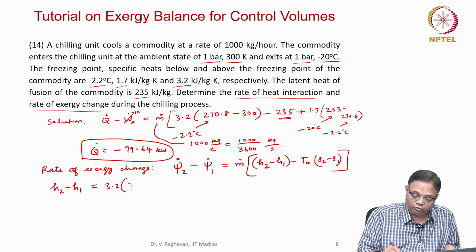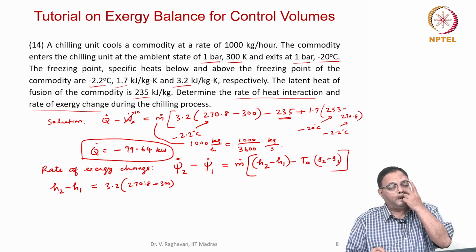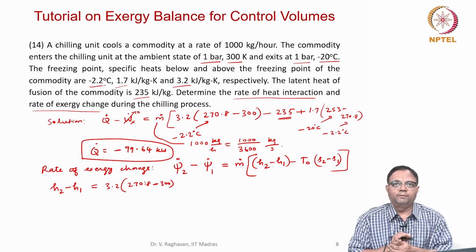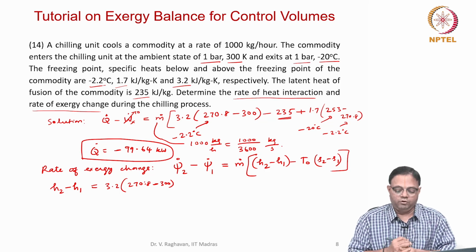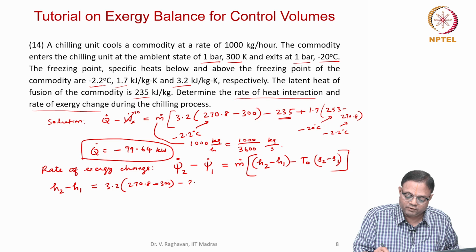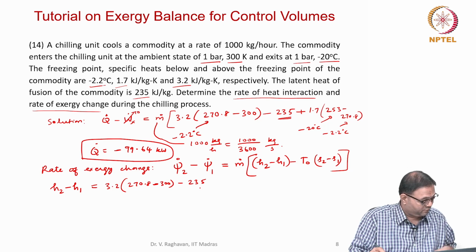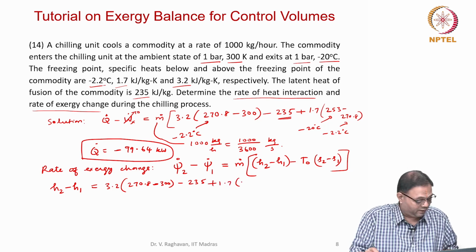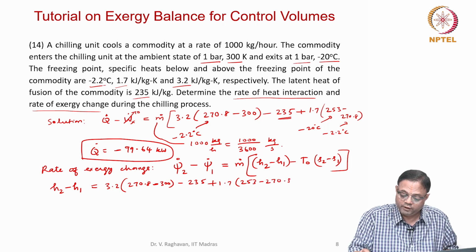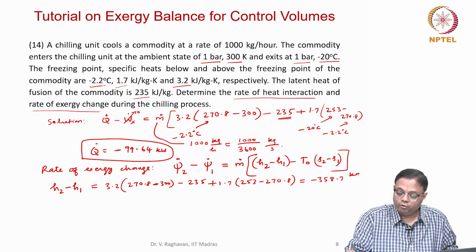270.8 minus 300. Same thing will come, because the Cp value is different when the temperature is above the freezing point or below the freezing point, so we have to do this. Again, we have to consider the latent heat also. The total enthalpy change will also include the latent heat, which is this, plus 1.7 times 253 minus 270.8. So, this will be equal to minus 358.7 kilojoule per kg.